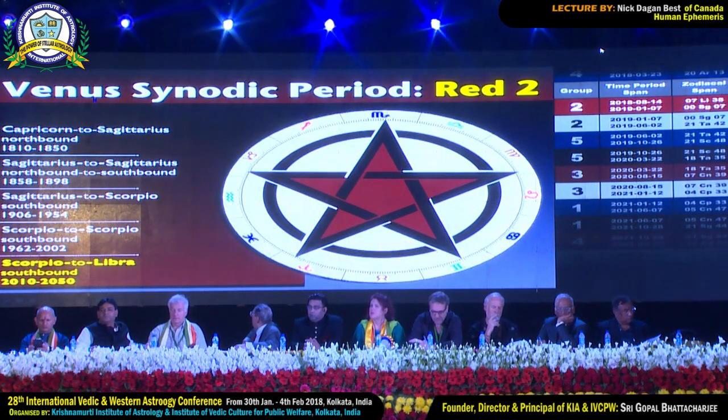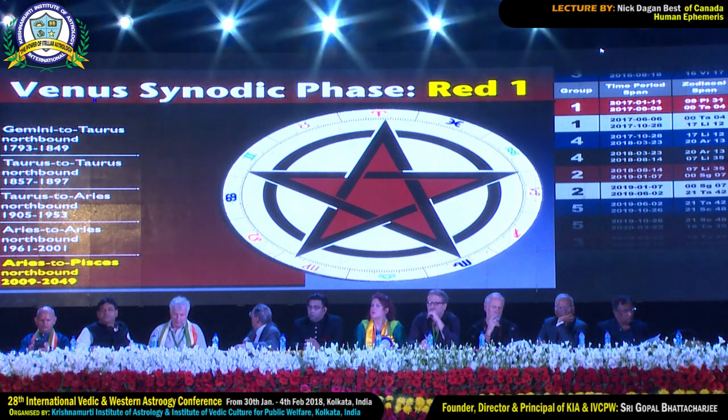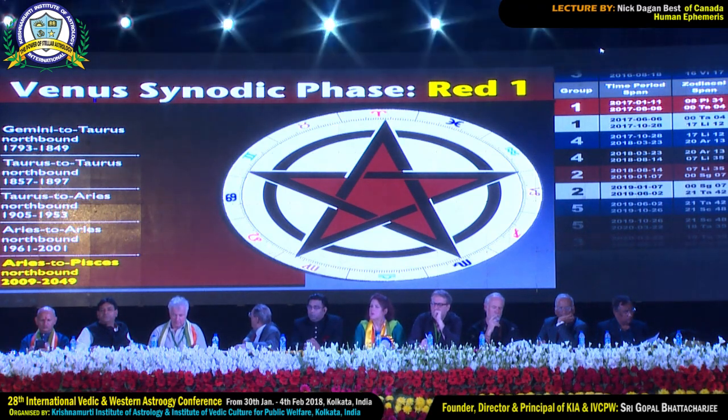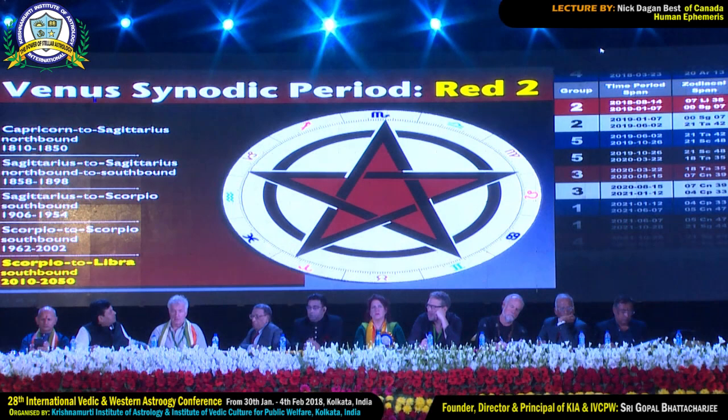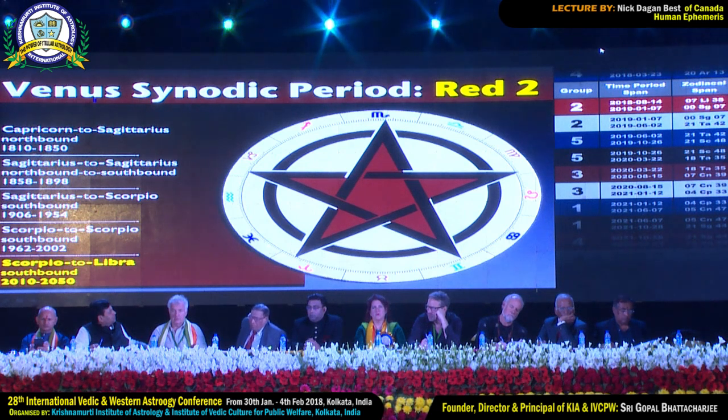Okay, once again it sort of skips. All right, so the red 1 phase is the Venus retrograde that we had earlier in 2017 in tropical Aries, or if you like, in sidereal Pisces. And that's 2017. Group 2 is the one that we'll have later this year, a Venus retrograde in tropical Scorpio, or if you like, sidereal Libra.